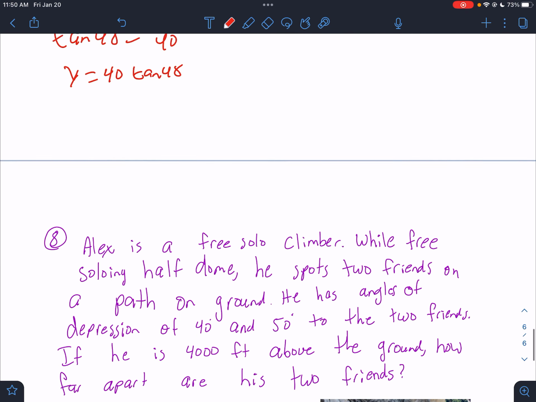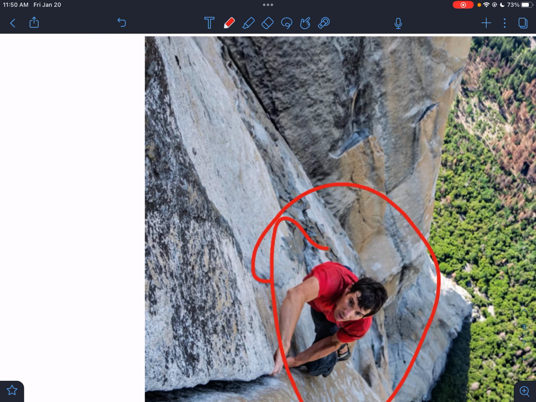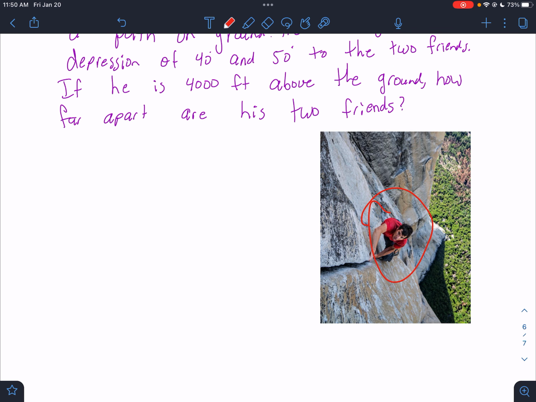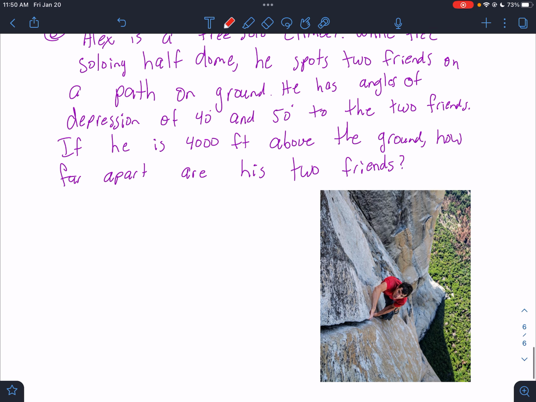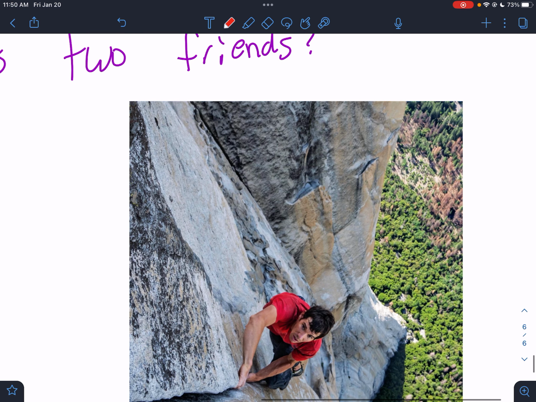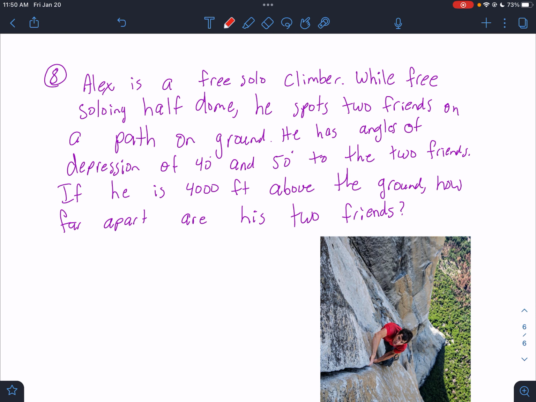Okay, let's do one more together. Alex is a free solo climber. What does that mean? That means my friend Alex, he's on this mountain with zero equipment by himself, just climbing. Crazy. While free soloing Half Dome, and this is not actually Half Dome, I think this is El Capitan, but the problem says Half Dome. He spots two friends on a path on the ground.